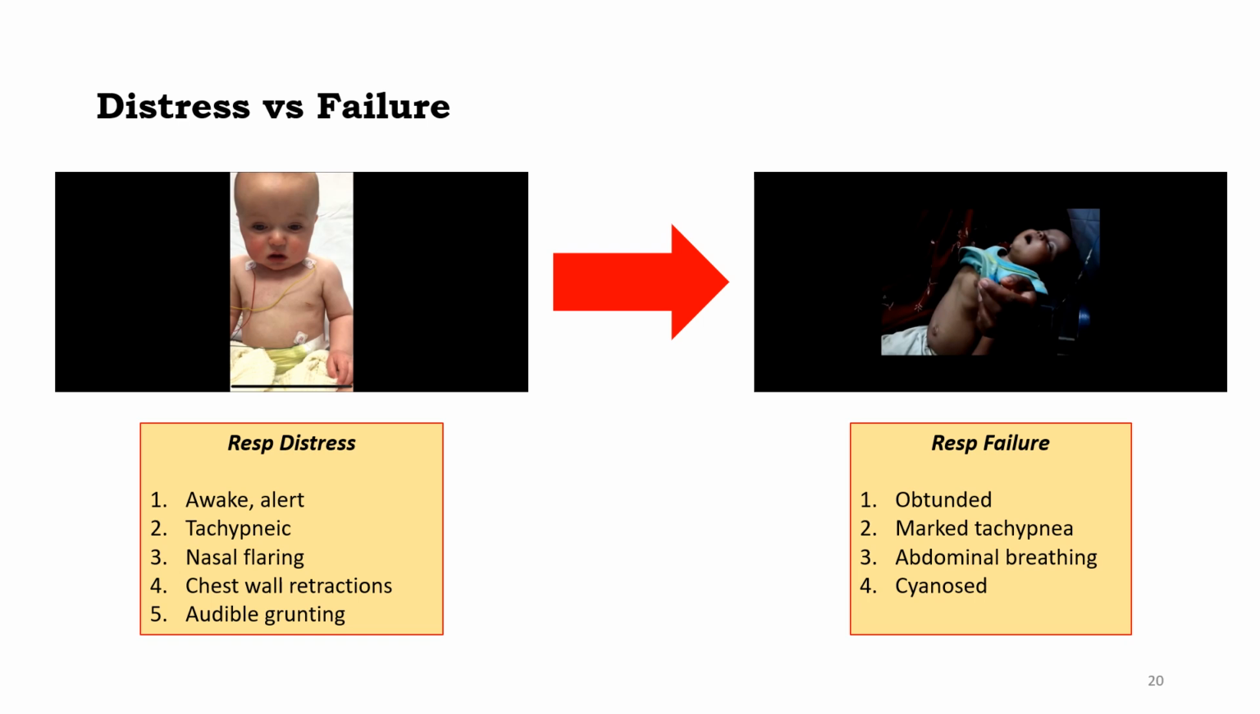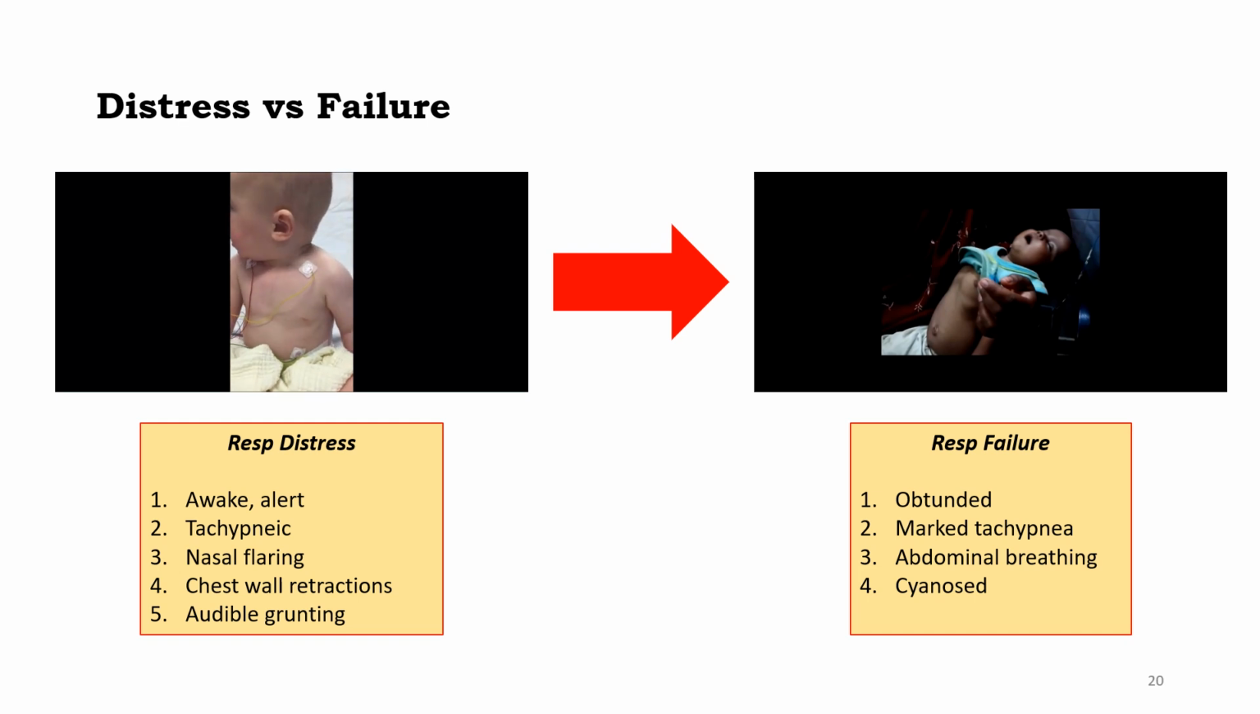Let's look at these two videos. You will be able to tell the difference very clearly. The first baby is having respiratory distress. You can see that this baby is awake and he's tachypneic, he's having nasal flaring, very clear chest wall retractions, and grunting as well.